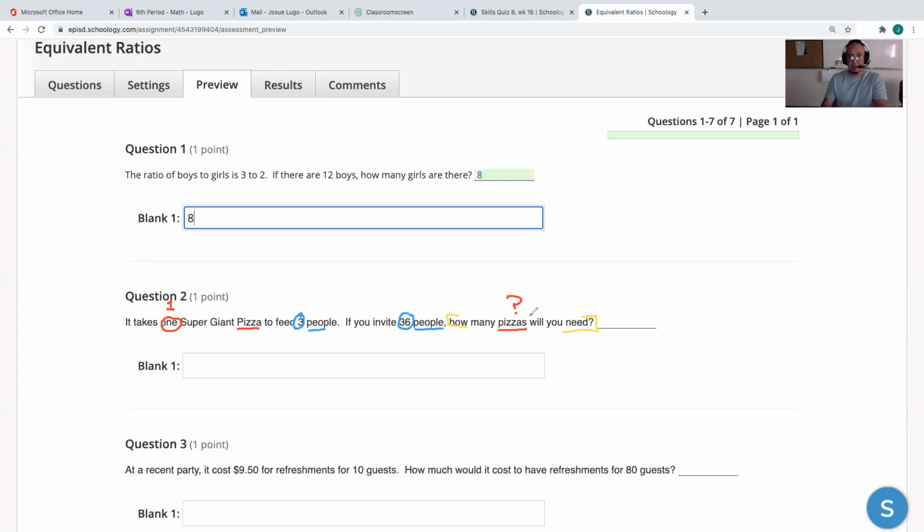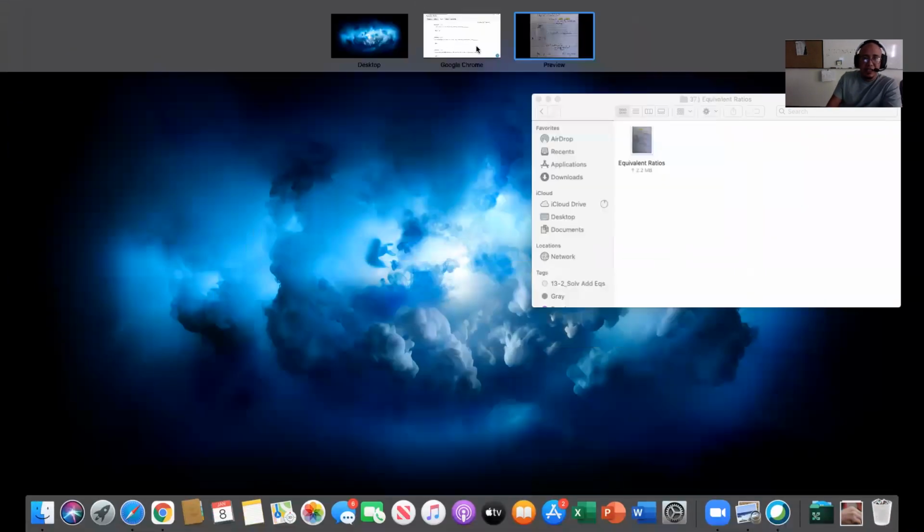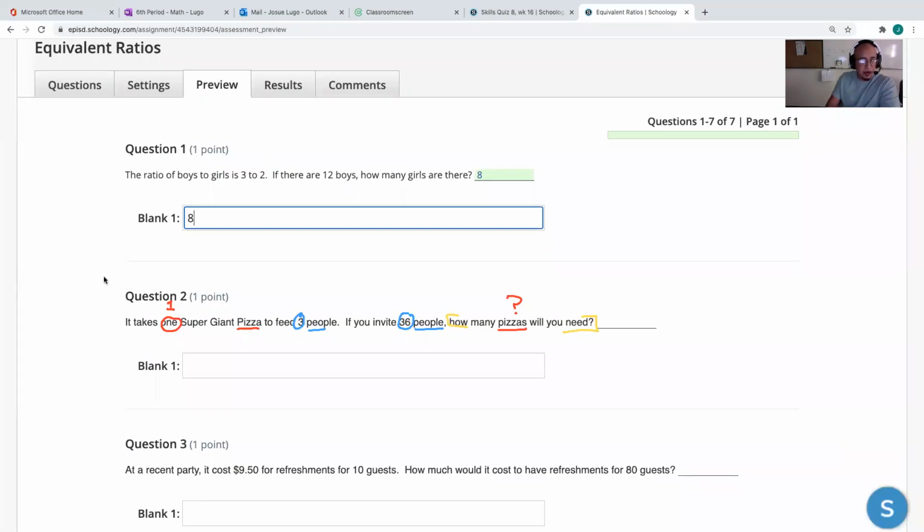Step number 1, even if we go back to our notes, we can see what that first step is. Step number 1, we want to write the fraction in words. What are the 2 things that we're comparing here? In this problem, ladies and gentlemen, we are obviously comparing pizza to people. So I'm going to write it in that order just to keep it simple. So I'm going to write pizzas in my numerator.